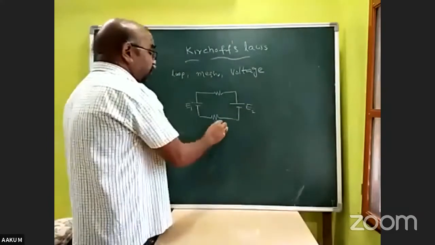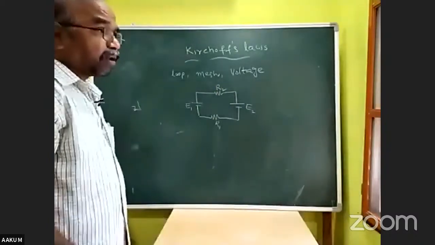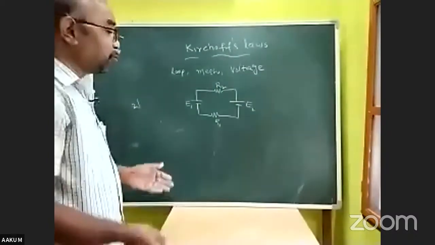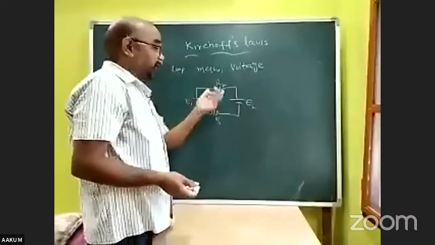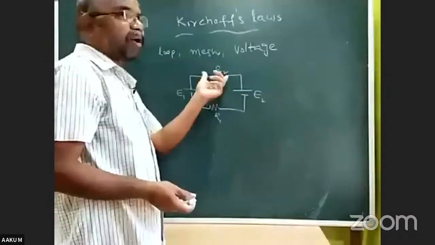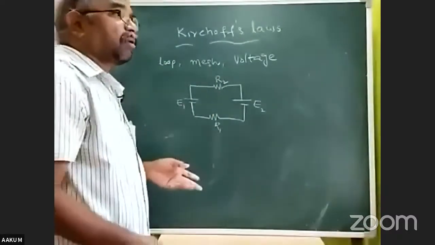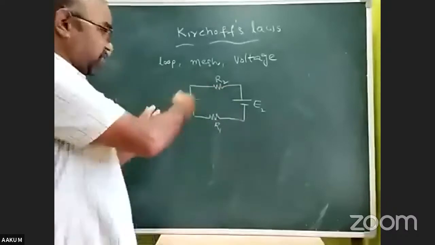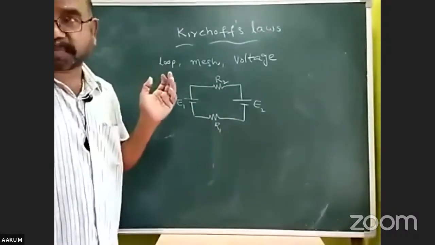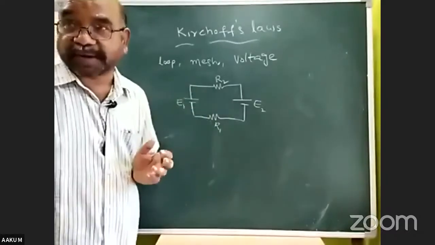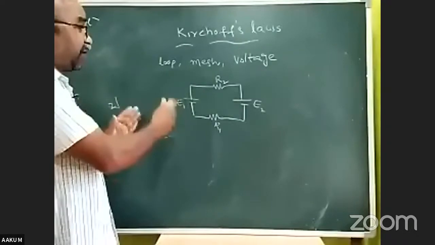Two resistors are there, which means two electrical appliances are there. It may be a bulb or any other appliance. It must contain some resistance, so it is represented. So this is a mesh. So what is Kirchhoff's second law? Kirchhoff's second law is the voltage law, loop law, or mesh law.